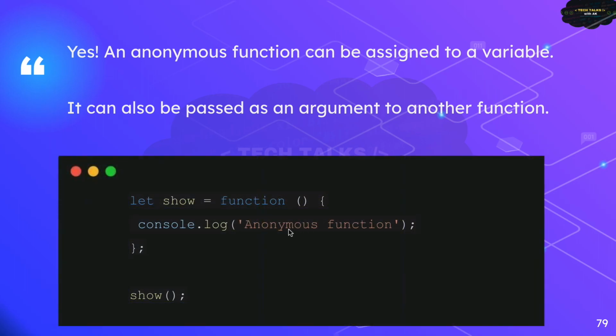Looking at the example, if we say let show is equal to a function, which is an anonymous function, and it does something inside, here it is just logging anonymous function. So this line is actually assigning an anonymous function to a variable. Now it has become a variable. If we want to call it, we can just call it as a function. And if we want to pass it to another function, then we can pass this variable to another function as well.